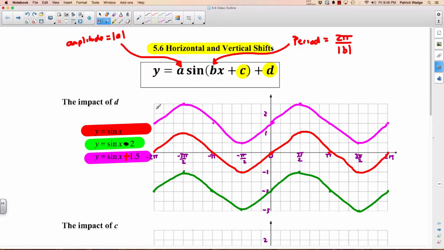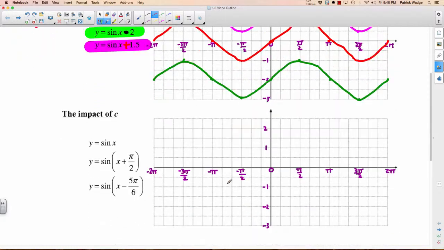There you go. So what's the impact of D? D moves the graph up and down, depending on whether it's positive. If it's positive, it moves it up. If it's negative, it moves it down. Okay? There you go. Any guesses what C does?